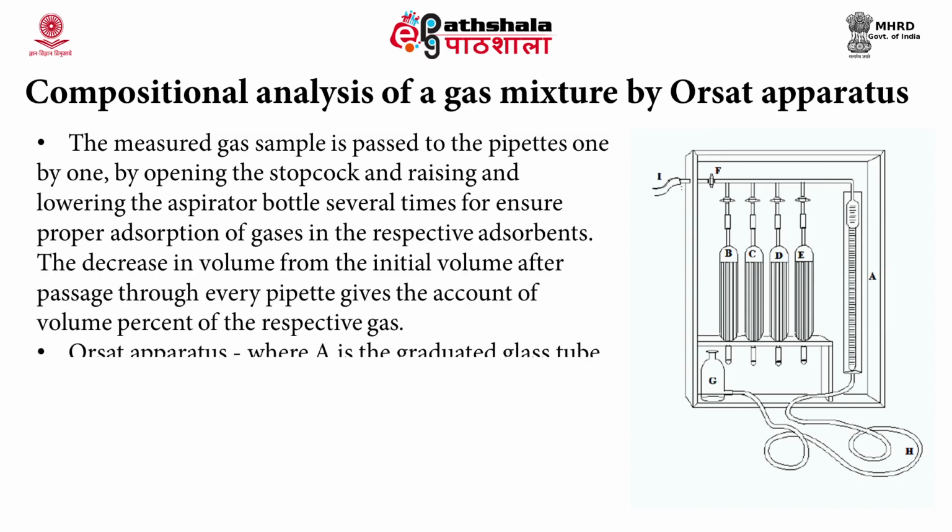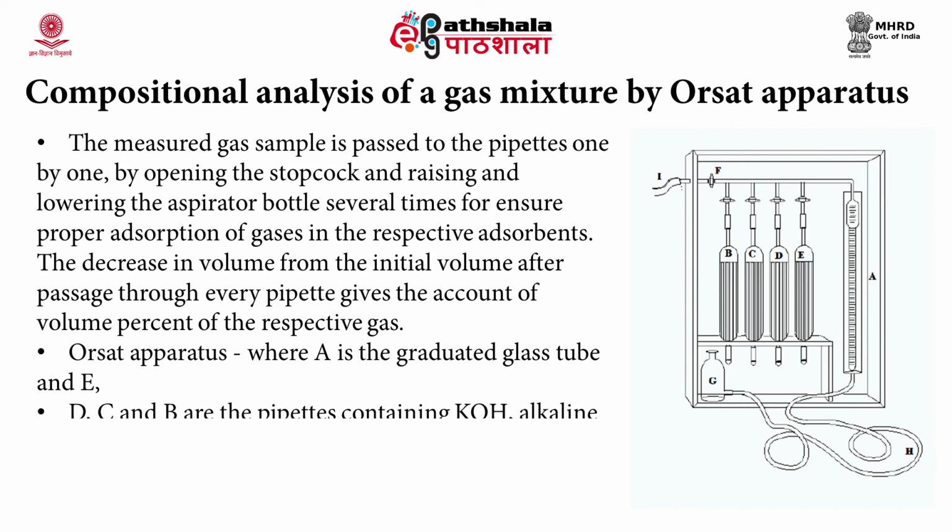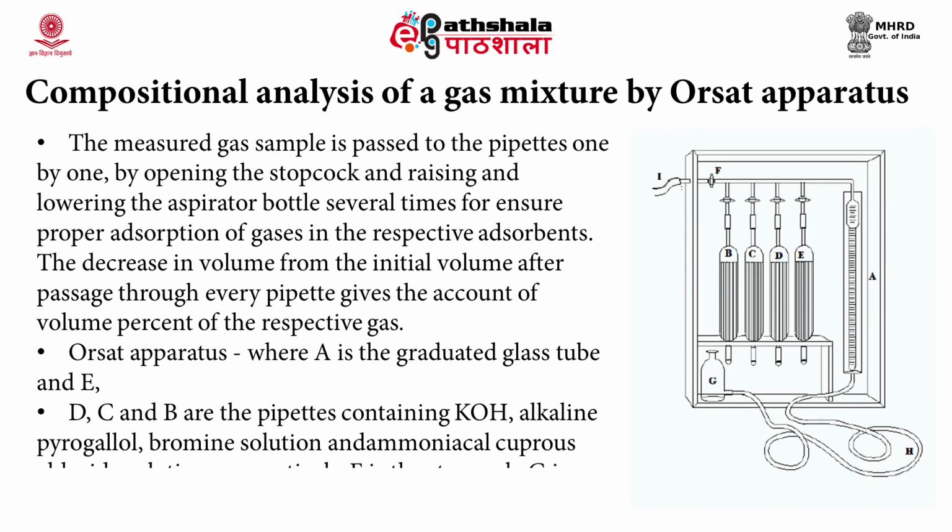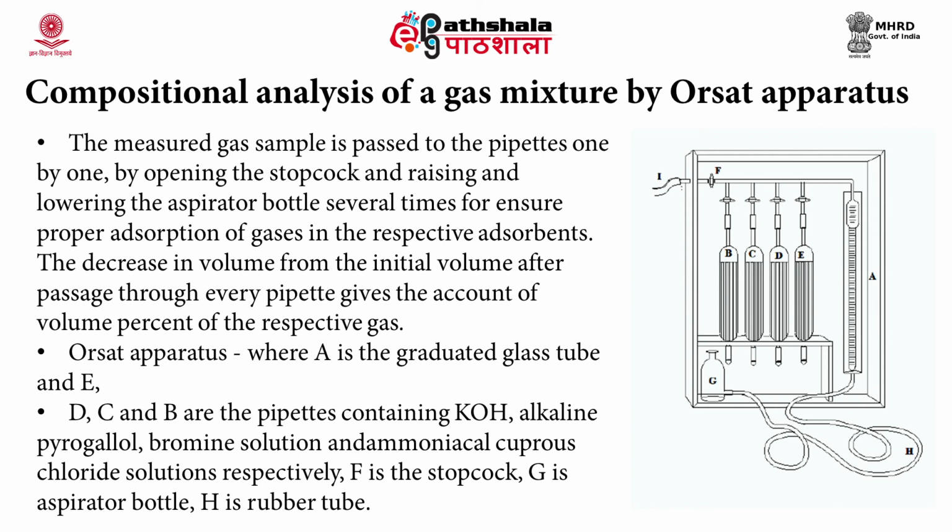It is marked A. The A is the graduated glass tube. D, C, B are the pipettes containing KOH, alkaline pyrogallol, bromine solution and ammoniacal cuprous chloride solution. F is the stopcock, G is the aspirator bottle and H is the rubber tube.